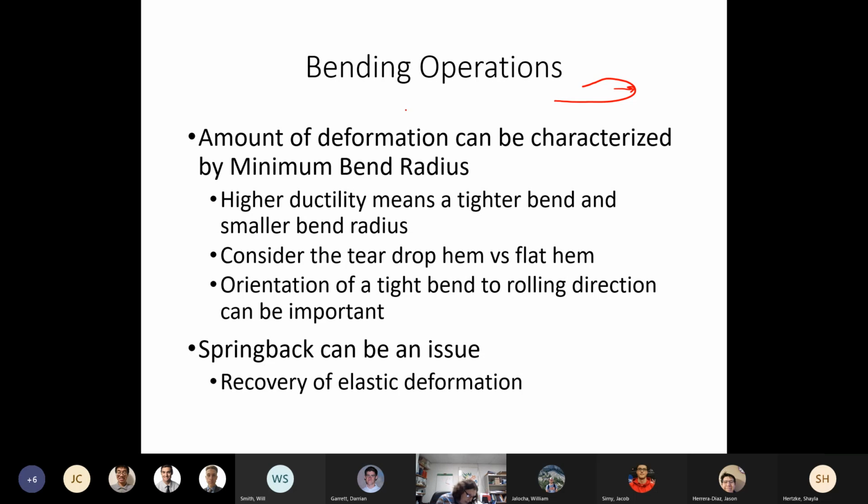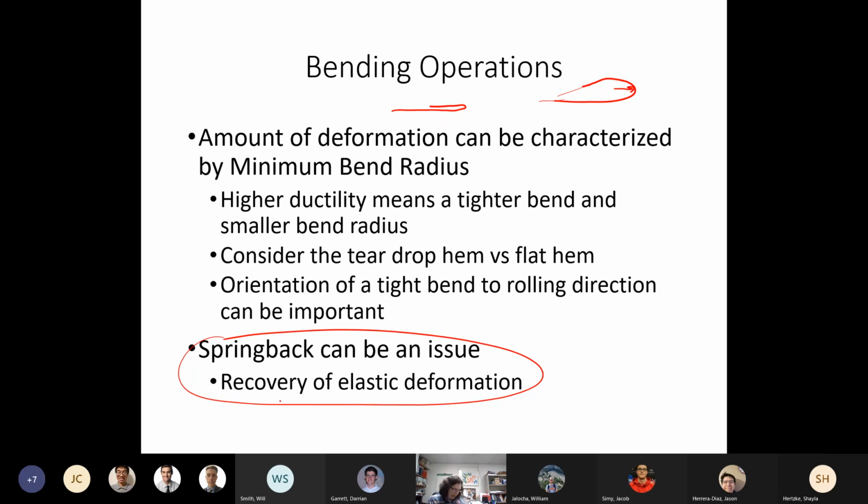And so, we talked about, in one of the videos, where you can actually fold over directly versus what's called the teardrop hem, where we can't get quite as tight. Now, we looked at this, and I think the last thing we talked about was the orientation of the tight bend to the rolling direction. Let's consider something called spring back.